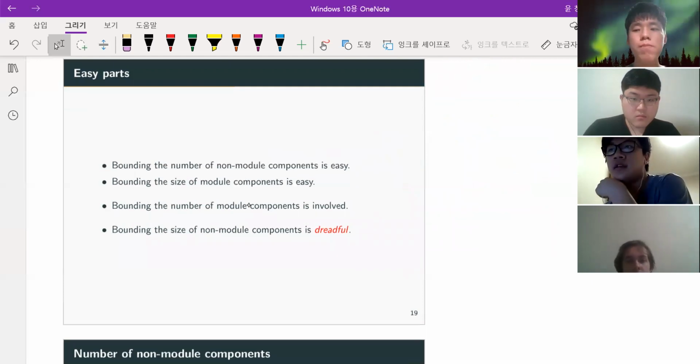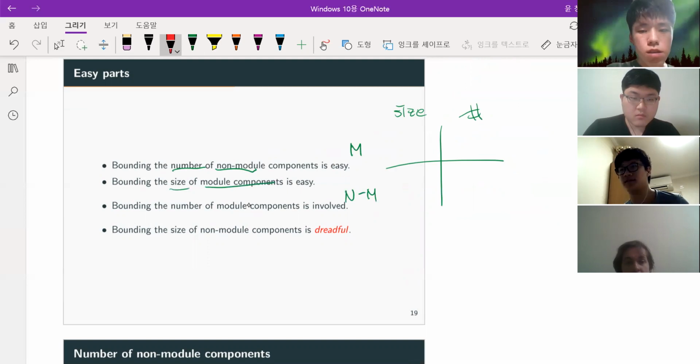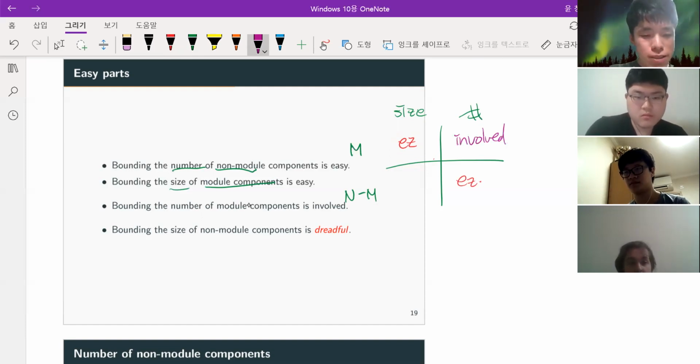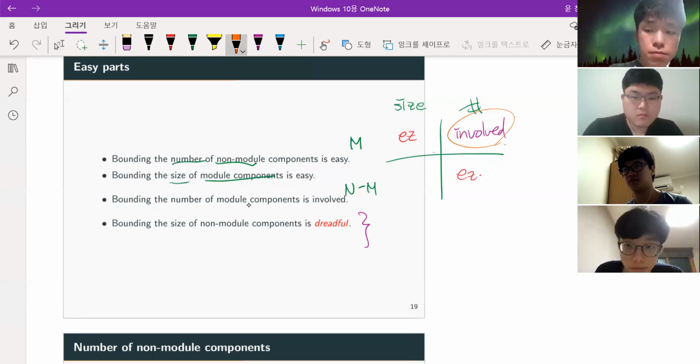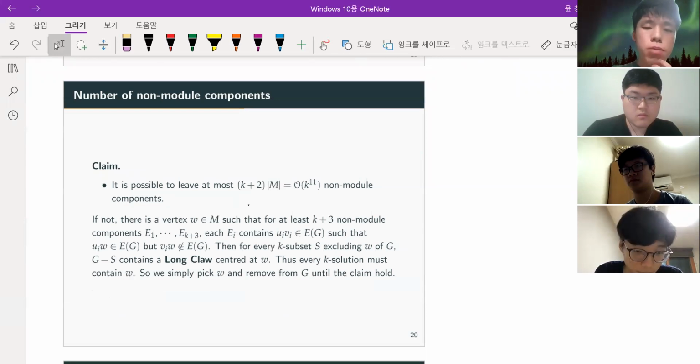So sorting them with the order of difficulty, bounding the number of non-module components and the size of module components is easy. They are easy to deal with. Bounding the number of module components is quite involved, and bounding the size of non-module components is dreadful. So we are not going to talk about the dreadful component. The main task, section 4 in the lecture slide, is the involved procedure. So we deal with the easy parts first.